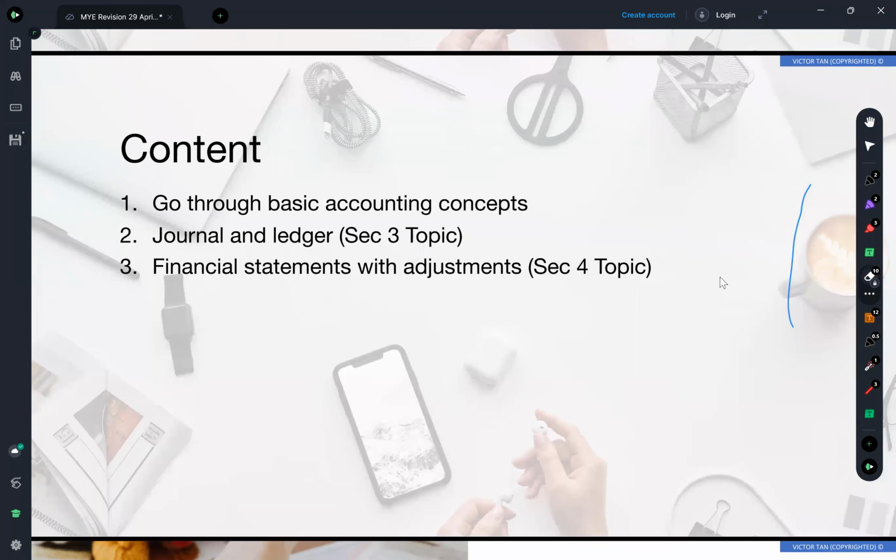So today's lesson is a revision for mid-year. I'm going to go through one Sec 3 topic and one Sec 4 topic. If you are in Sec 3, you may skip the second part of the lesson. But of course, if you are interested to know what Sec 4 will be learning, you can stay on behind. For the Sec 4 topics, Sec 4 students, you can also pay attention to this topic on journals and ledger because it's always commonly tested, both in school and in the national exams.